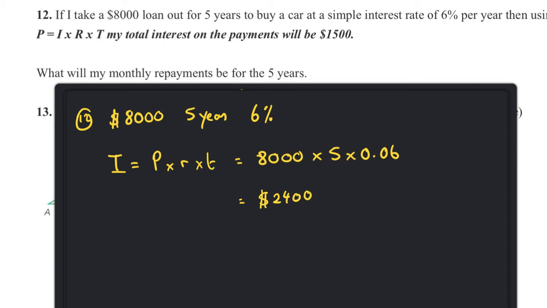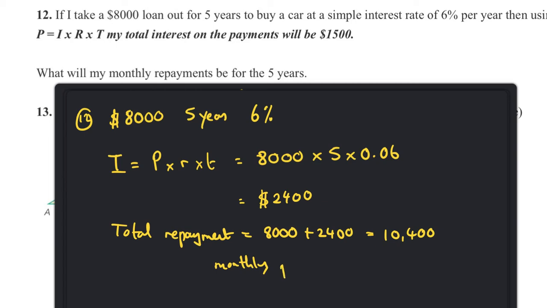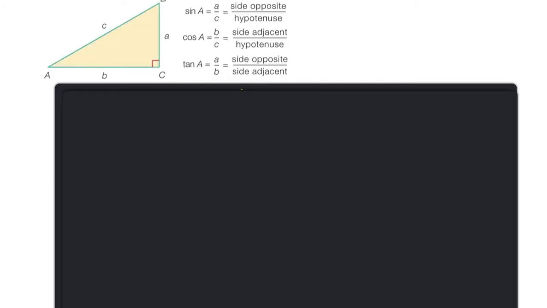The question's not asking for that. The question's asking what your monthly repayment is. So you add your total repayment for the loan, which is going to be the 8,000 plus the 2,400, which equals 10,400. And you're paying that back over 5 years, so 60 months. So the monthly payment is going to be 10,400 divided by 60, which equals $173.33 per month.